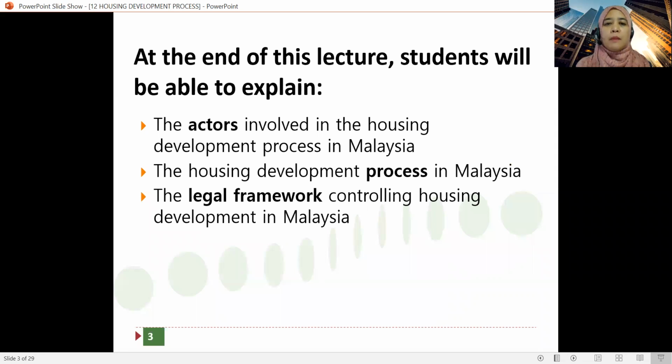Third one is you should be able to explain the three stages. Later, pay attention to the three stages of development process, which is also related to housing development. Okay, and then finally the legal framework controlling housing development in Malaysia. We want to break down and detail out how the control over housing is implemented in Malaysia. That means how one law is related to another law, which law is higher than the other law. So we want to establish that legal framework.